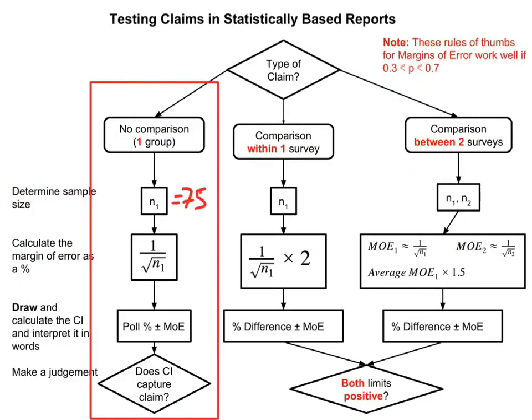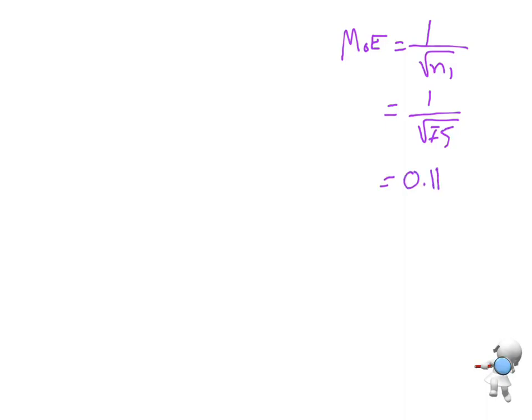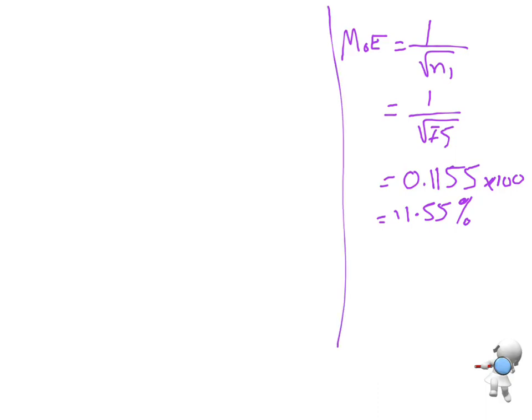75. And so now we want to go and find our margin of error, which is 1 over the square root of n. So that's our first step, our margin of error is 1 over the square root of n. So that's 1 over the square root of 75. Put that into our calculator, and we're going to get a value of 0.1155, which if I multiply that by 100 to get it into percentage is 11.55%. Okay, so that's our first step. Got our margin of error.